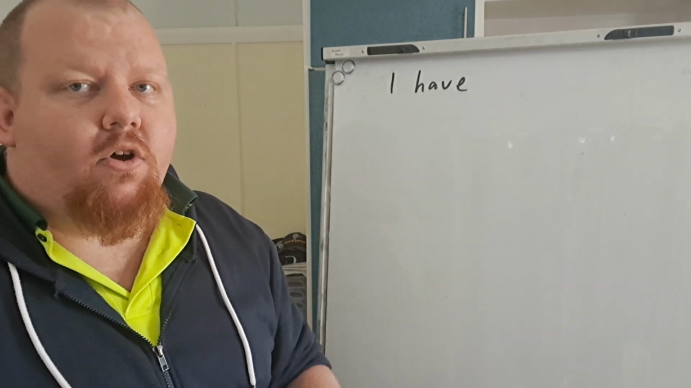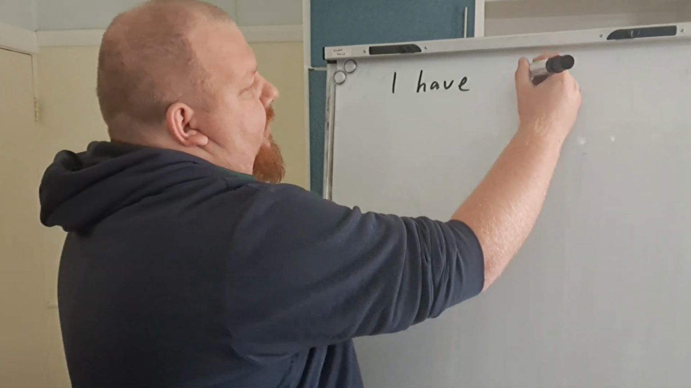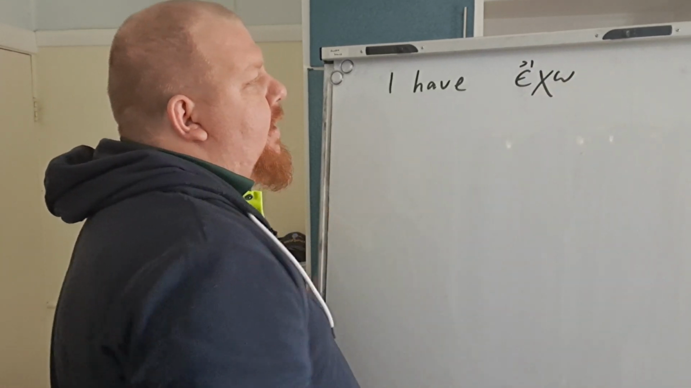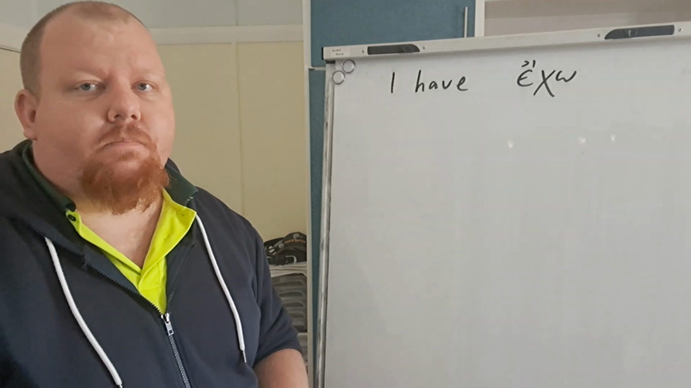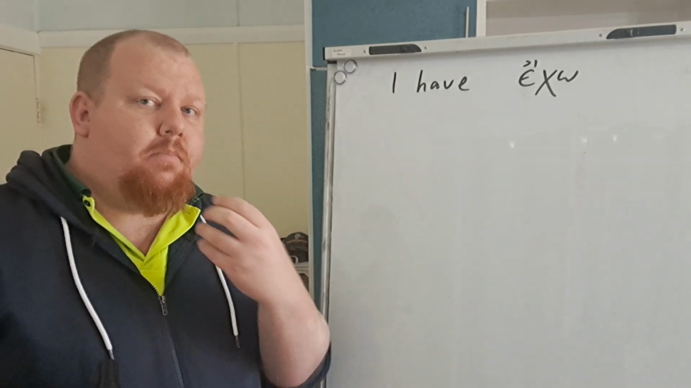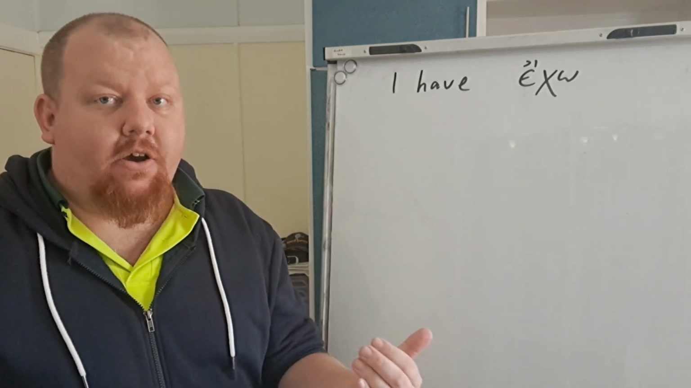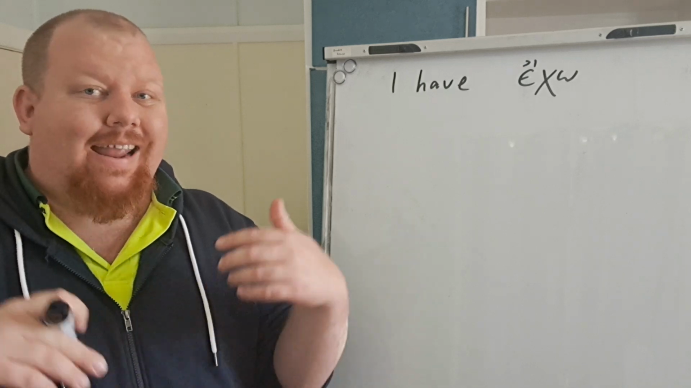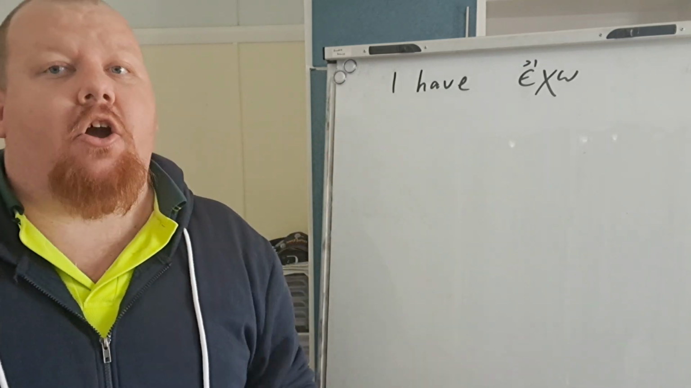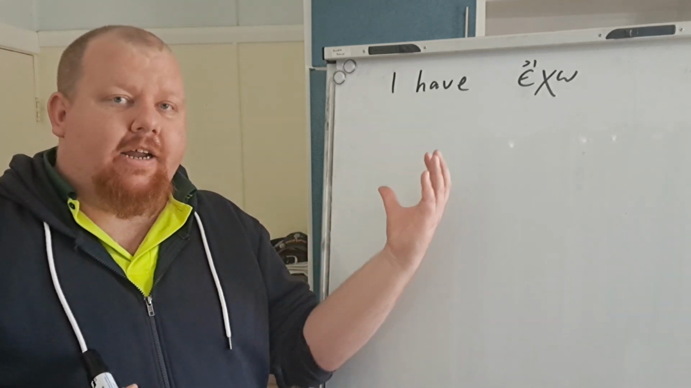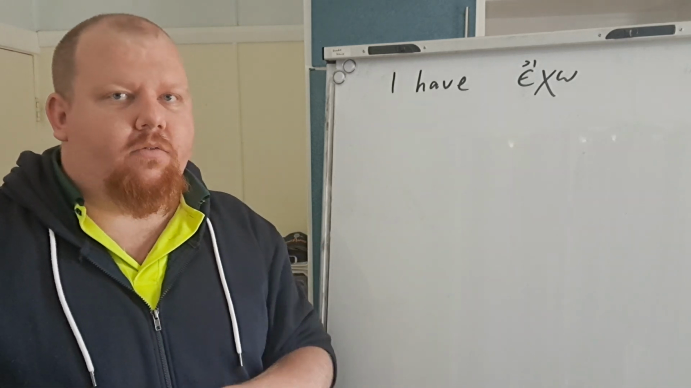Now in Greek, the verb to have or I have is echo. Echo. Or if you can't pronounce that ch sound, echo. So it's like echo. I have an echo in my room. Okay. So how do we change echo to the other forms?